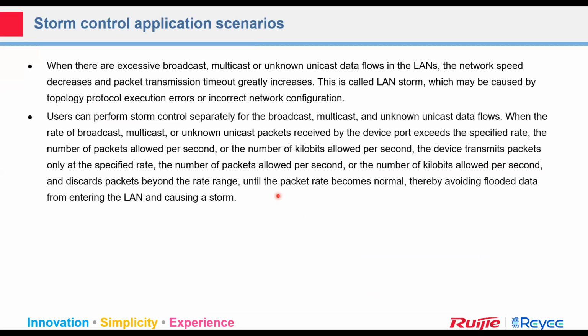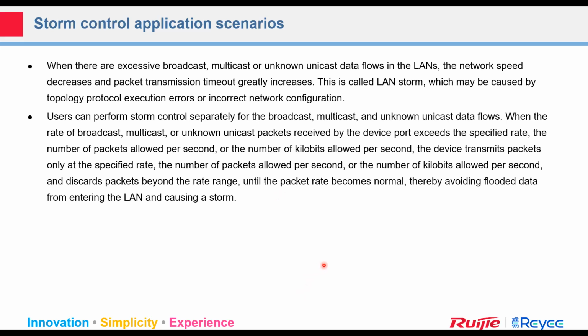When there is an excessive broadcast of multicast or unknown unicast data in the LAN network, network speed can be decreased and the packet transmission timeout will greatly increase. This is a LAN storm, which may be caused by topology protocol execution error or incorrect configuration. So the user can perform storm control separately for the broadcast, multicast or unknown unicast data flow.